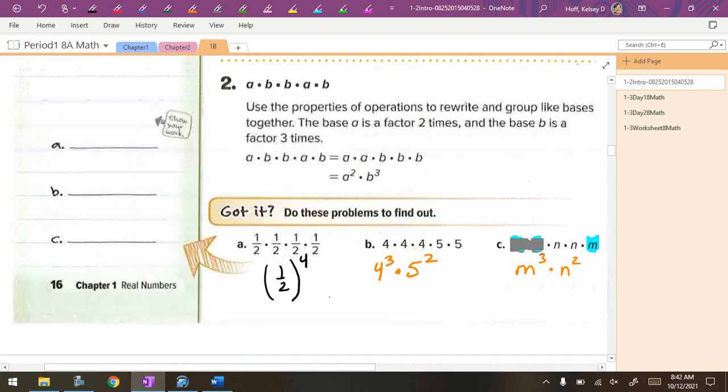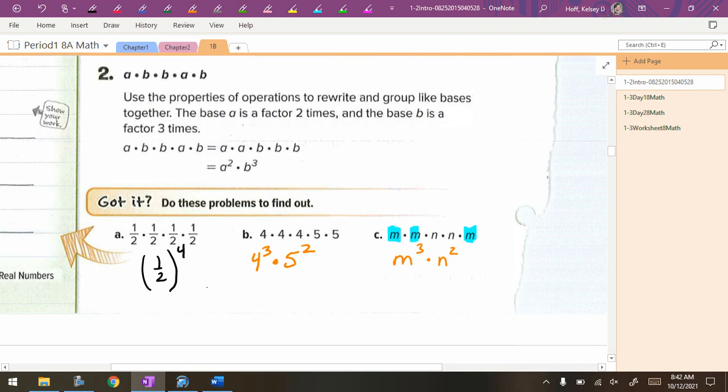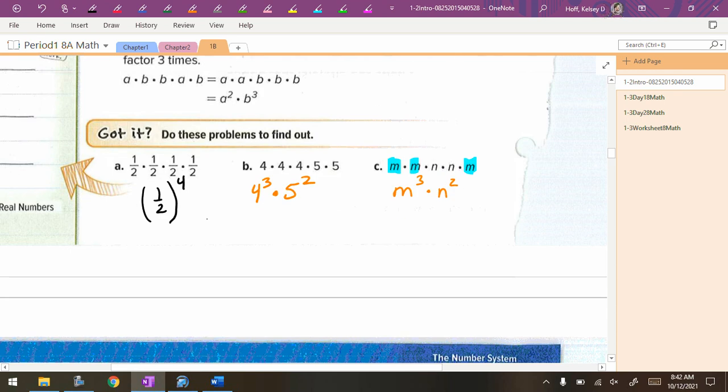One, 2, and 3. I'll scroll back. This is exactly what you're doing. Rewrite it using exponents on 1, 2, and 3. Then 4, 5, and 6, use your calculator to evaluate.